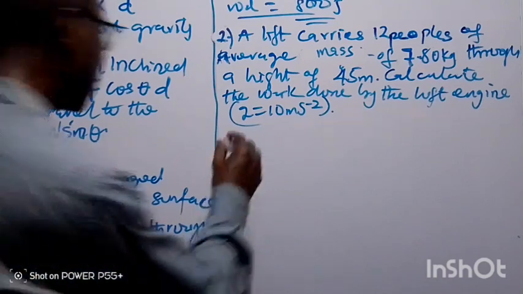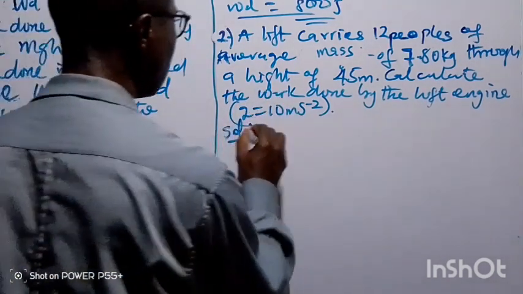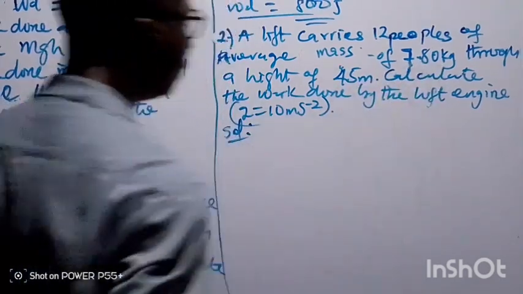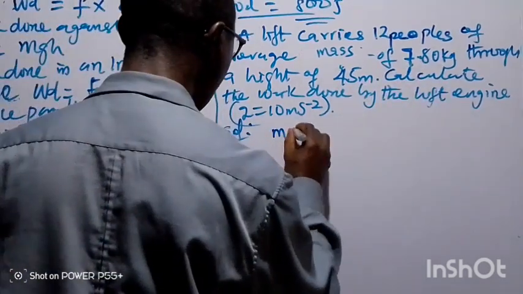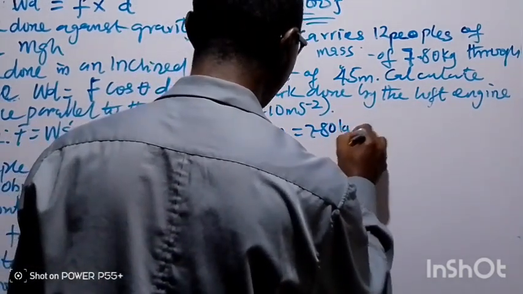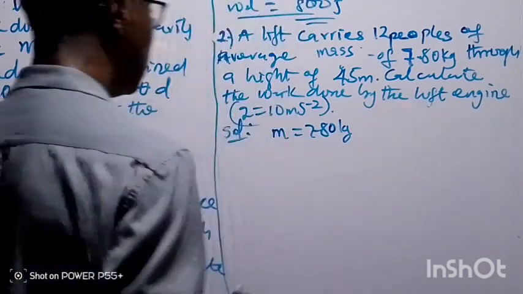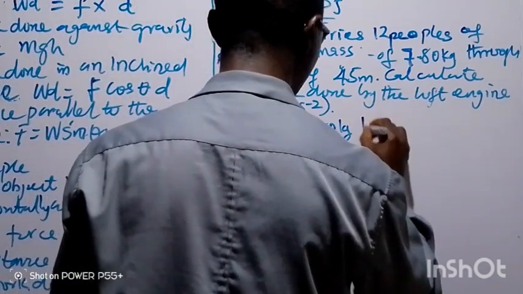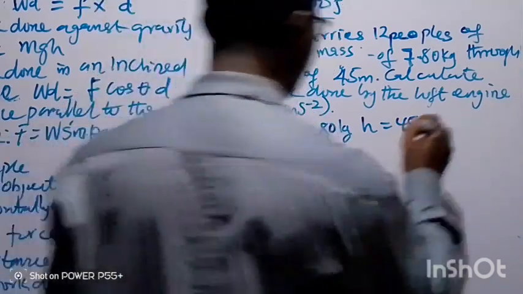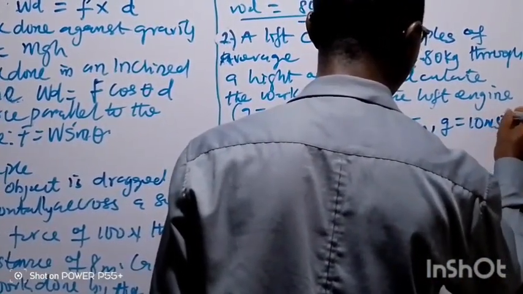Now to solve this one, let's list out the parameters given in the question. Mass of these 12 people, the average mass is given. So m is equal to 7.80 kg. Height to which the lift goes, h is equal to 45 meters. And acceleration due to gravity, g is given as 10 meters per second squared.